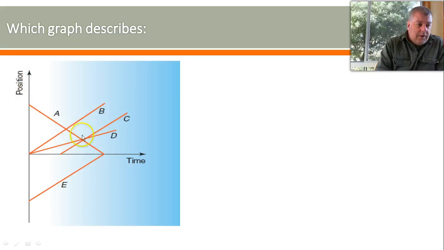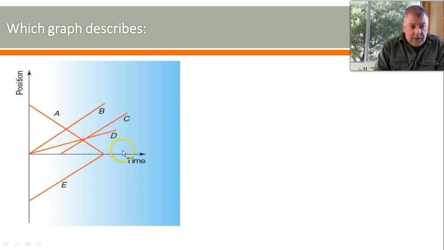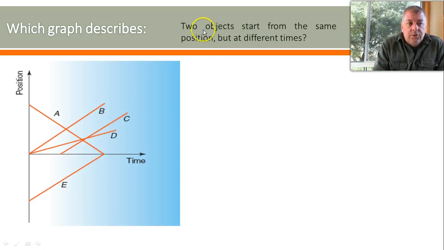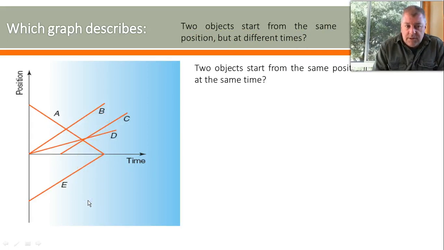What does this graph describe? Well, what we've got here is a displacement time graph, and we've got all these lines that describe motions, and they're all labelled. So what we have to do is answer these questions. Two objects start from the same position but at different times. Which lines would represent that? Two objects start from the same position at the same time. Which lines would represent that?